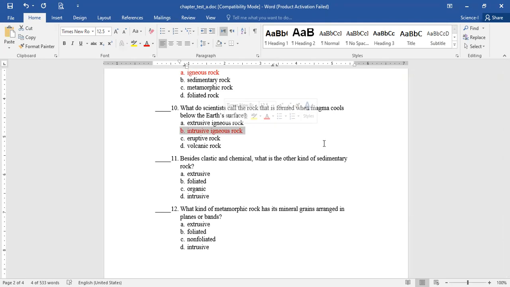Besides plastic and chemical, what is the third type of sedimentary rock, or what are the other kinds of sedimentary rock? We just answered before, so let's see who didn't answer. Okay, Adam Fahla, can you answer right now? Even you can write in the chat.